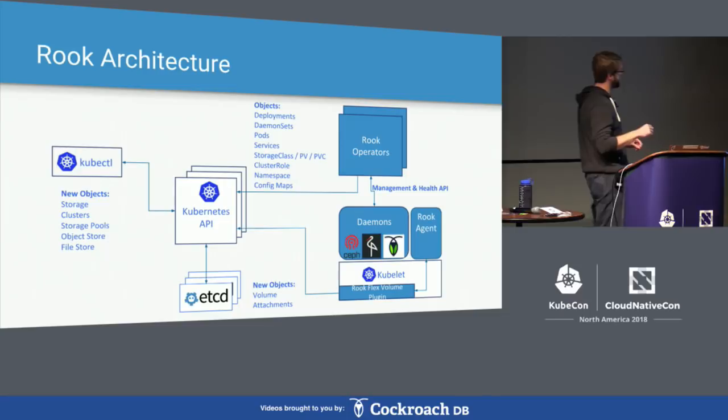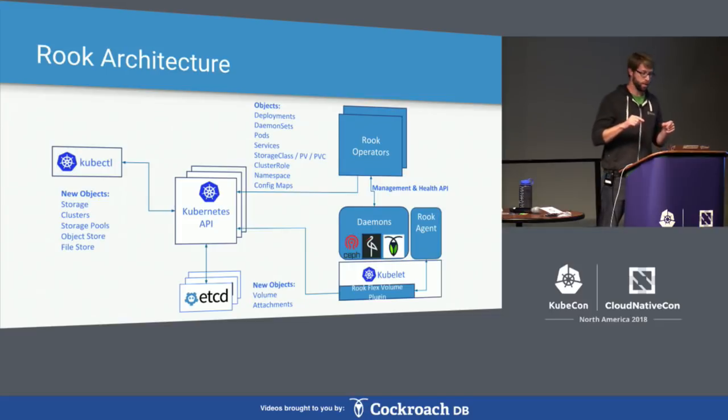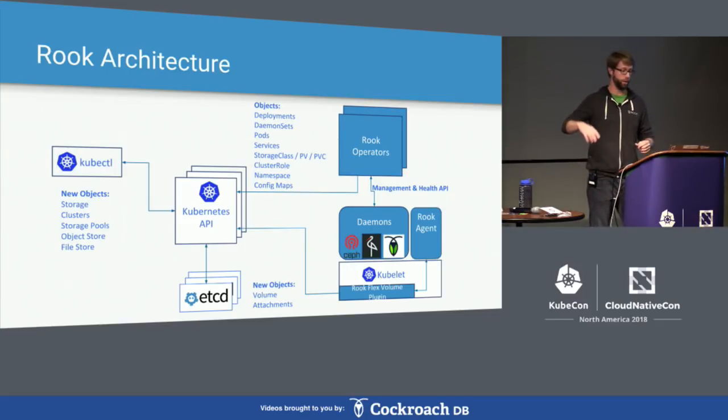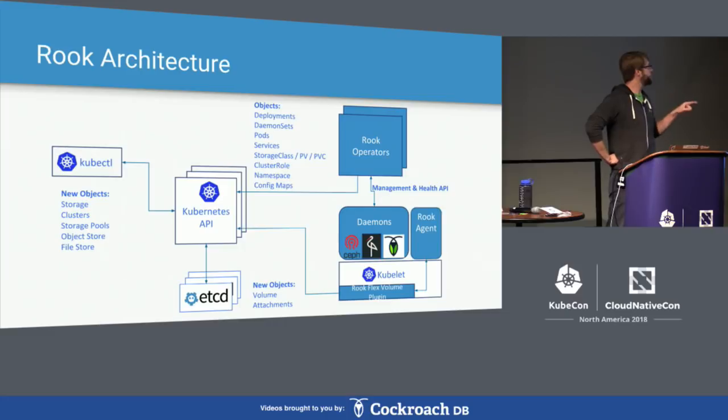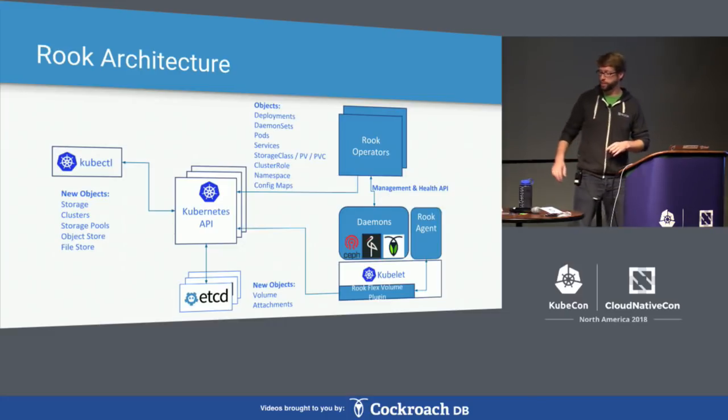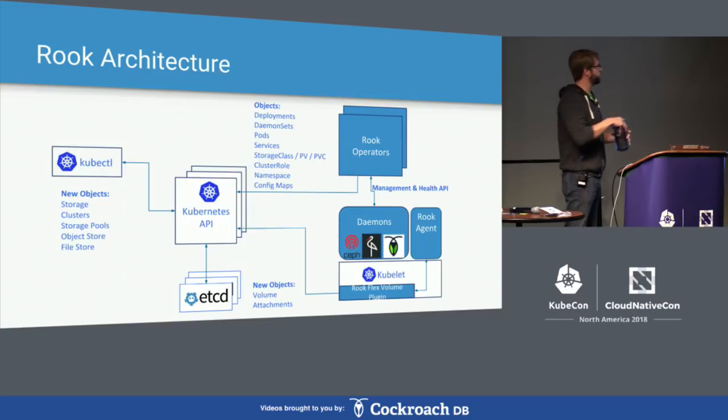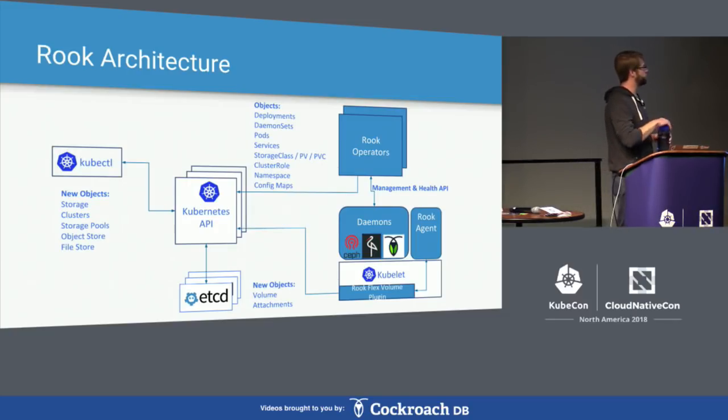So here's a little busy slide about the architecture, but one of the important things to note here is that in the middle of the slide is the Kubernetes API. So that's where really everything is focused around here. On the left side of the slide, we've got kubectl, and you can use that to interact with the Kubernetes API and start using these objects, these custom resources that Rook has defined about storage clusters and pools and object storage and all that.